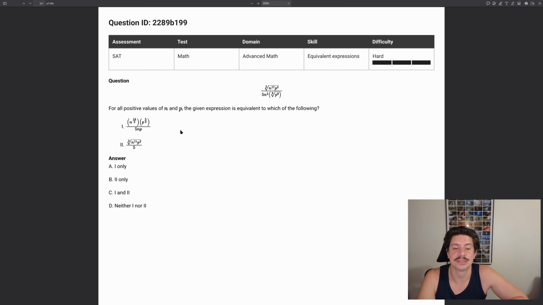Okay, this question looks super crazy and it isn't the easiest question, but I'm going to show you how to break it down bit by bit and make it work for you. We have: for all positive values n and p, the given expression is equivalent to which of the following.